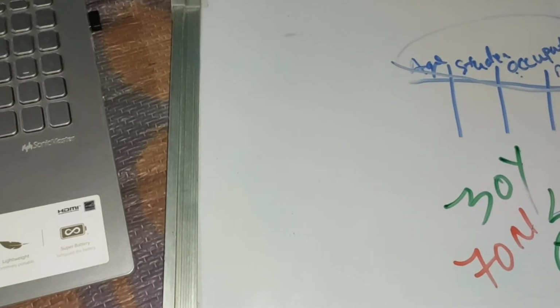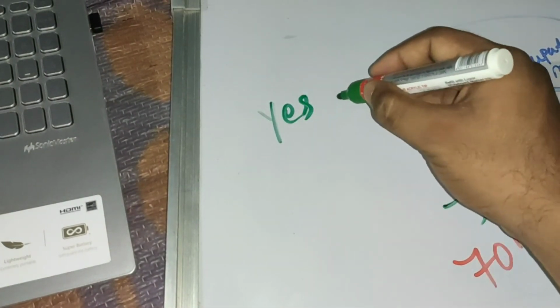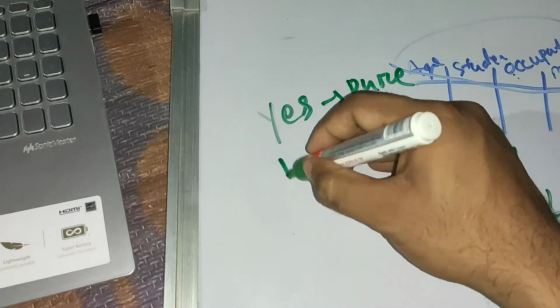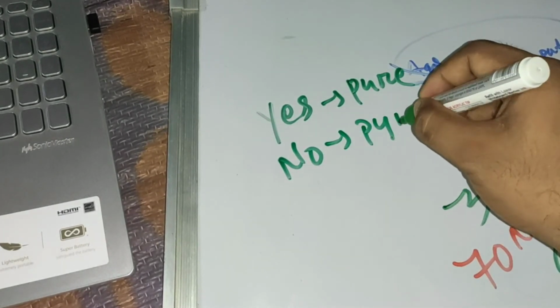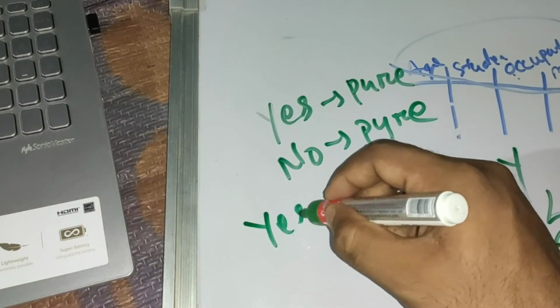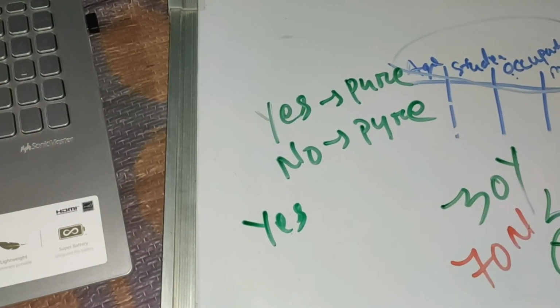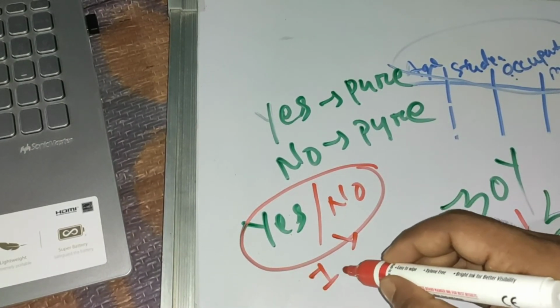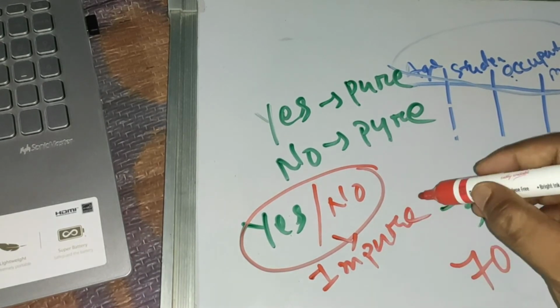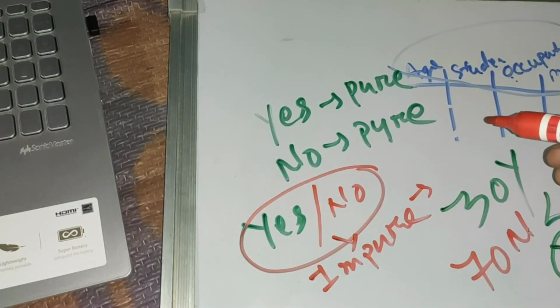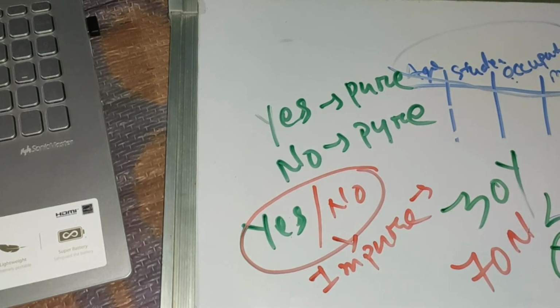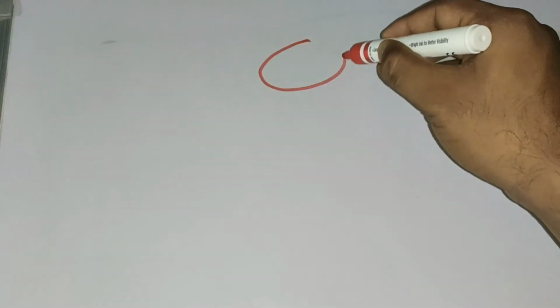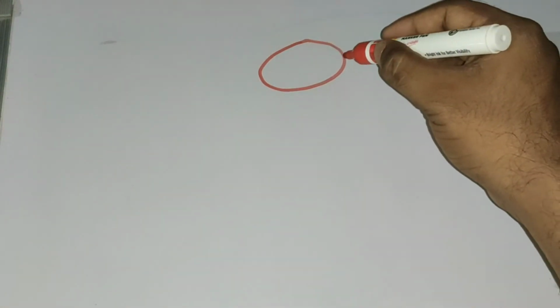As we know, if only yes is present, then it will be pure. If only no is present, then also it will be pure. If both yes and no are present, then this subset will be known as an impure subset. This impure subset we will deal with when we study entropy and information gain. At that time we need to know about the purity of the data set. While splitting, we are considering the attribute. This is the root attribute.